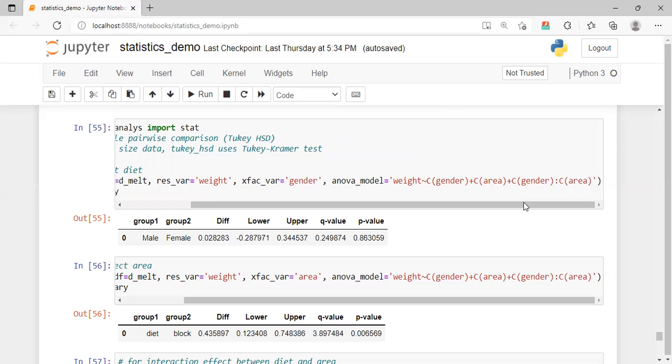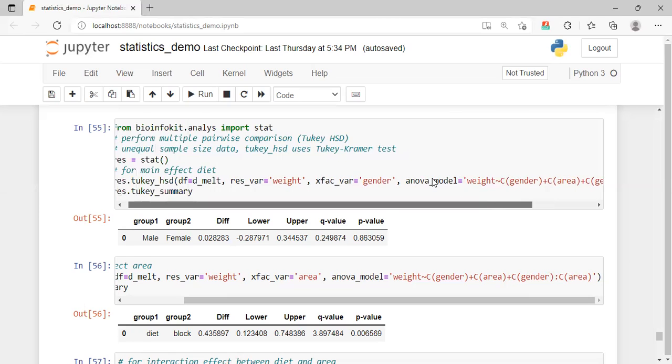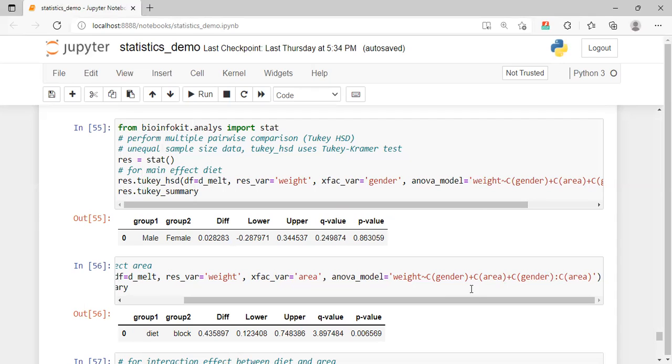The right part is also given in the second line, that is in the 56th line. Okay, wait, tilt sign. This is the tilt sign. And this is what you have to write in the 55th line for res dot turkey underscore hsd. Okay.